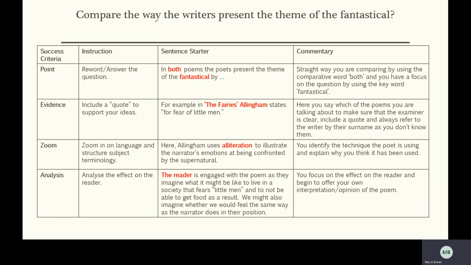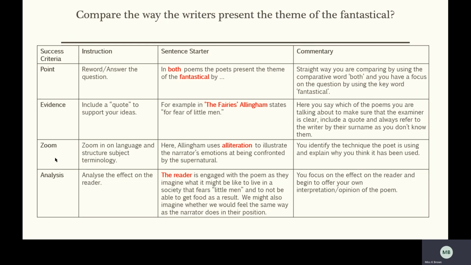Okay, you include your quote, and you always refer to the writer by their surname. So in this instance, either Allingham or Owen. You do not refer to them as William or Gareth because you do not know them personally. These writers are probably long dead. You will never meet them. So because you don't know them personally, you're keeping that formal tone. Allingham or Owen.